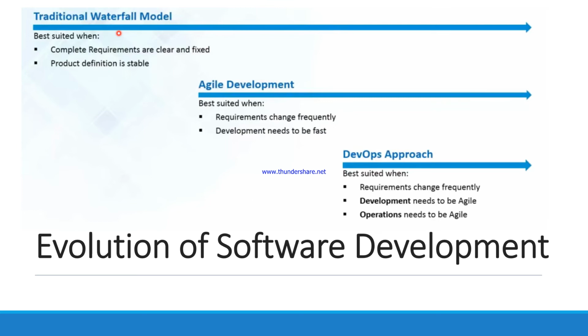But our requirements keep on changing, right? So nowadays everyone uses Agile methodology. One example of the waterfall model is the banking sector. Agile methodology is used by Phone Pay, Google Pay, Paytm, like that. Developers need to use Agile methodology, and the operations team also needs to use Agile methodology.